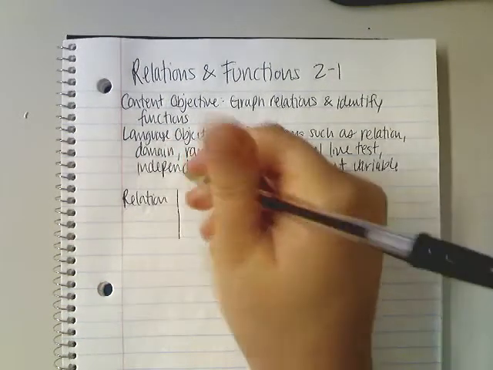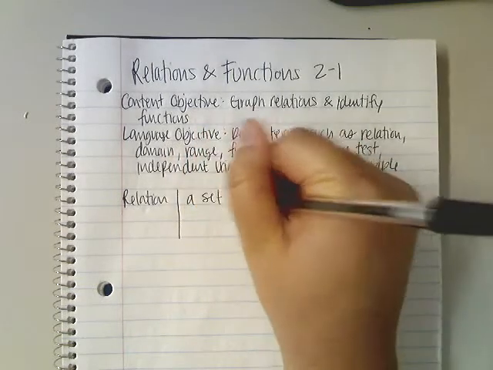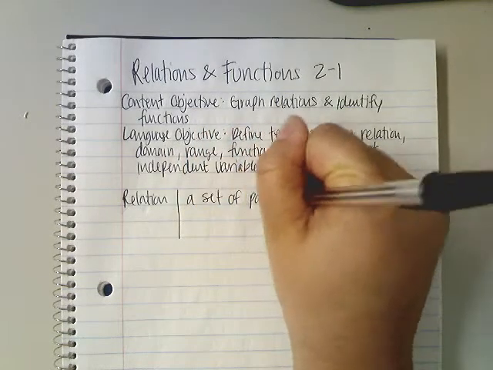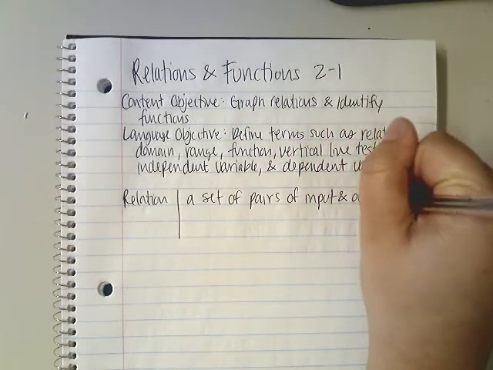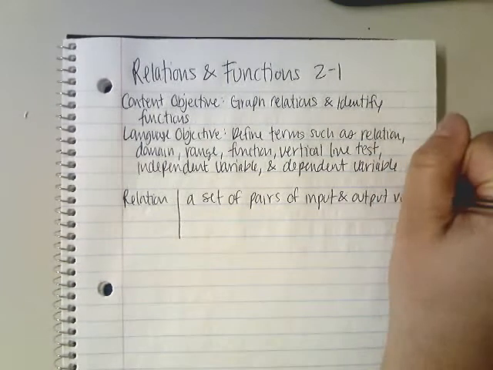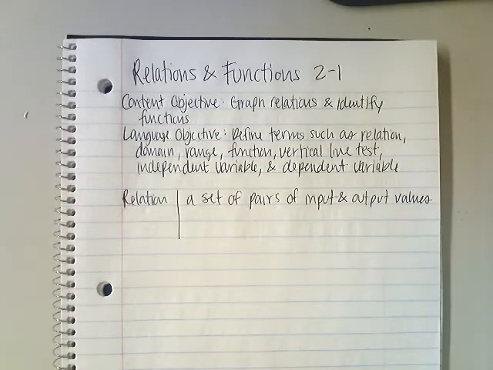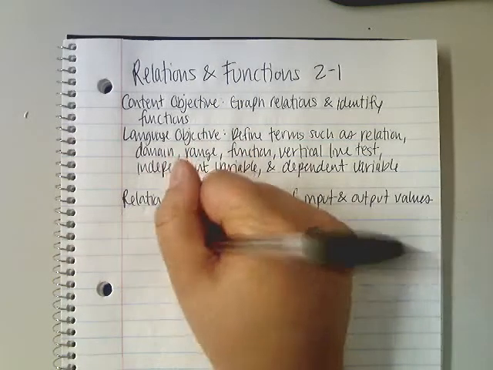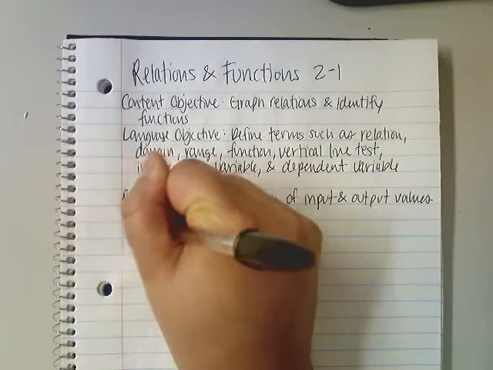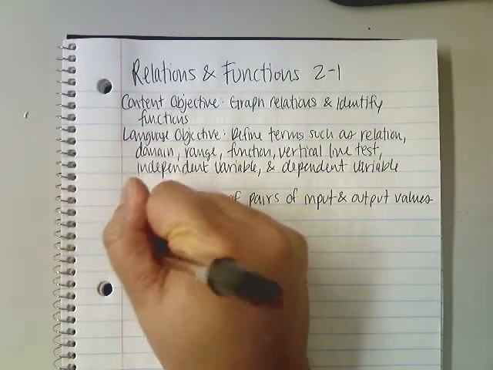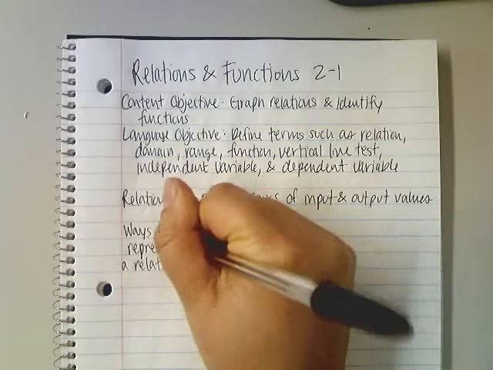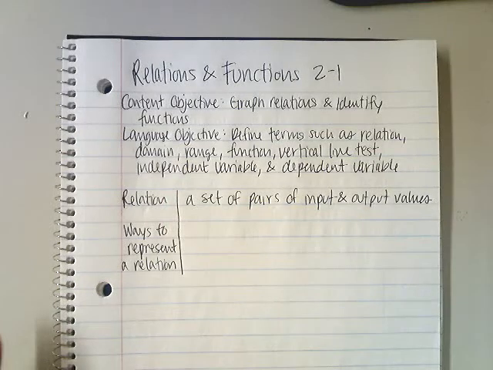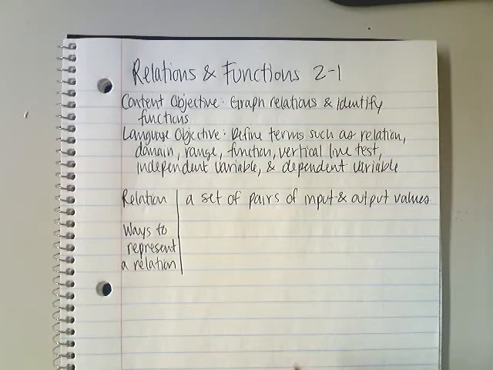So relations are a set, in math, are a set of pairs of input and output values. So a set of pairs of input and output values. So there are several ways to represent relations. So in our 2-column notes, I'm taking up a very small space for the left column because this is going to be the bulk of our information.